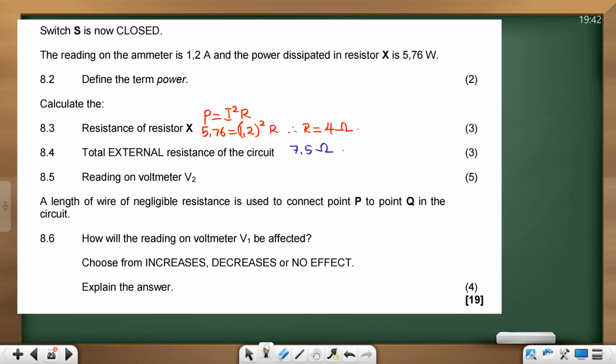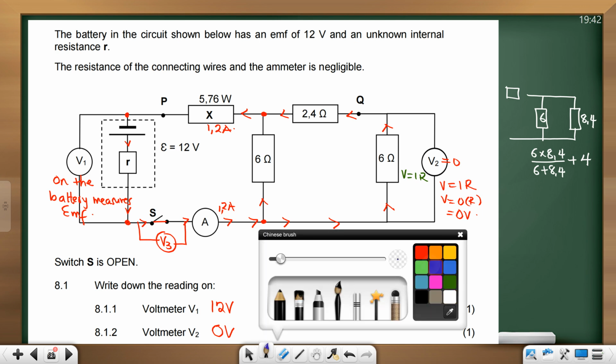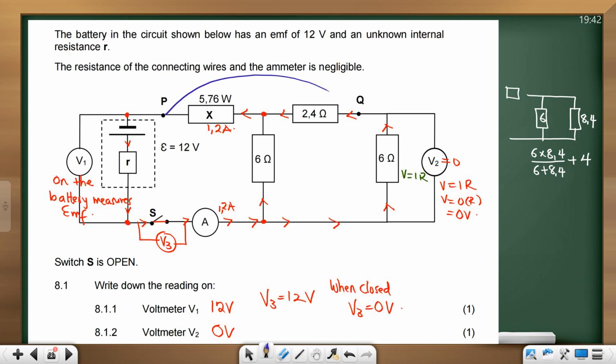Okay, let me answer this, because the rest is your story. Then I'll go back to that calculation. A length of wire of negligible resistance is connected to points P and Q in the circuit. I'll go back to that diagram and show you. So we connect a wire between P and Q. What is that? That's short circuiting, right? You know what that wire does? It takes out this resistance.